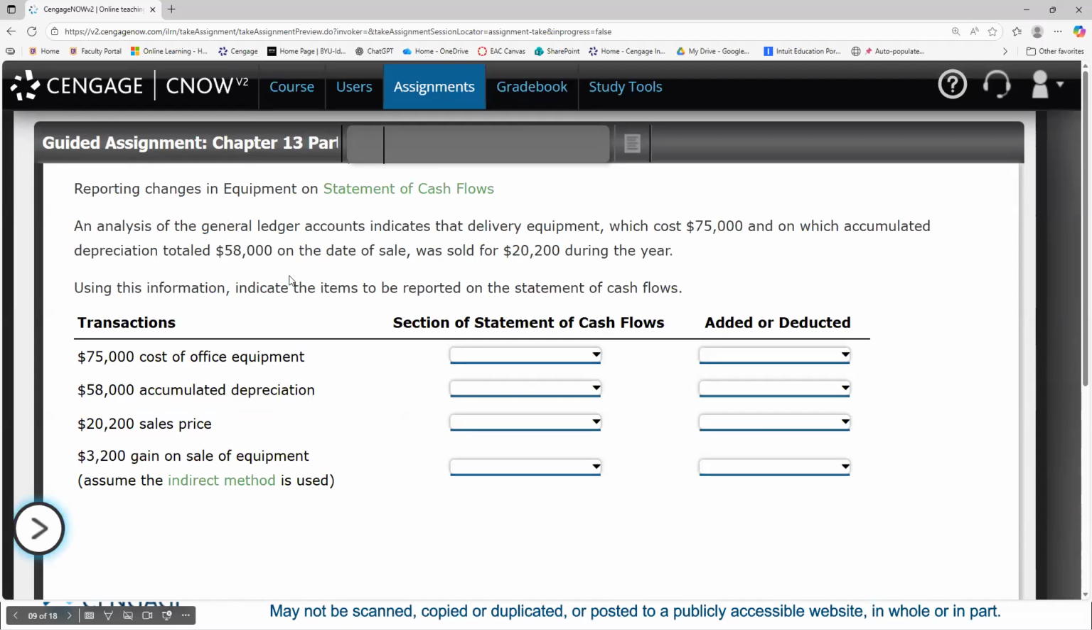So we have reporting changes in equipment on the statement of cash flows. An analysis of our general ledger accounts indicates that delivery equipment, which cost $75,000 and on which accumulated depreciation totaled $58,000 on the date of sale, was sold for $20,200. All right. So using this information, indicate the items to be reported on the statement of cash flows.